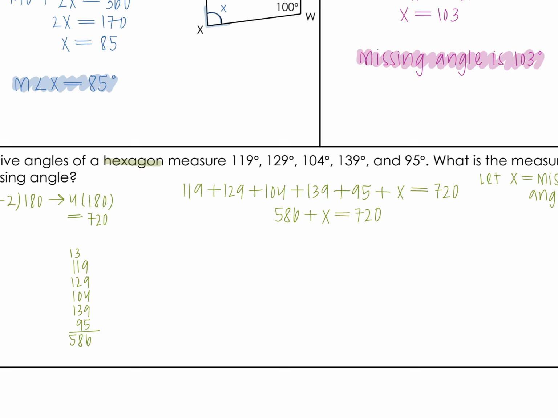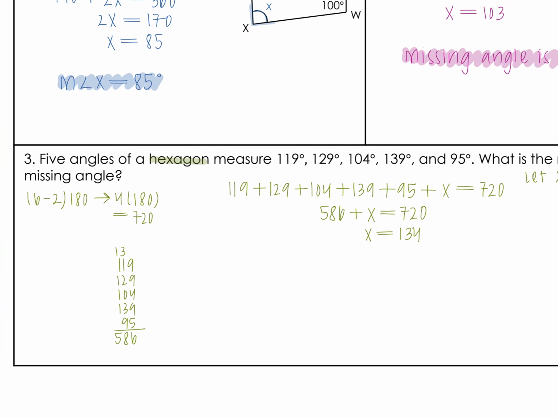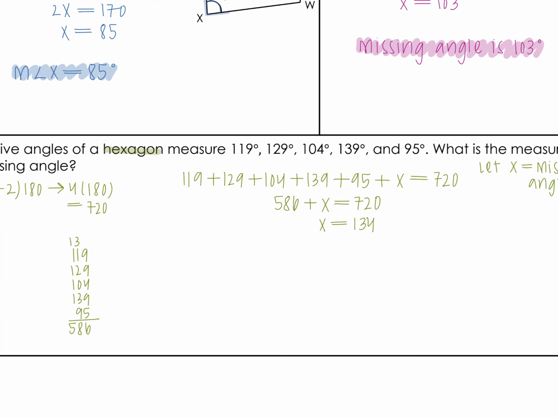All right, so I'm going to subtract that over. I'm going to get that x is equal to 134. Okay, so what is the measure of the missing angle? Well, my missing angle is 134 degrees.